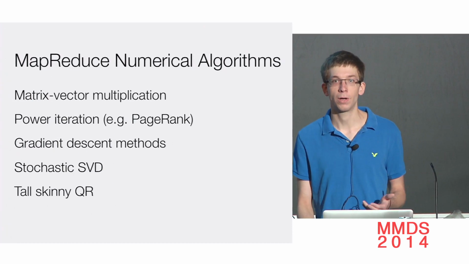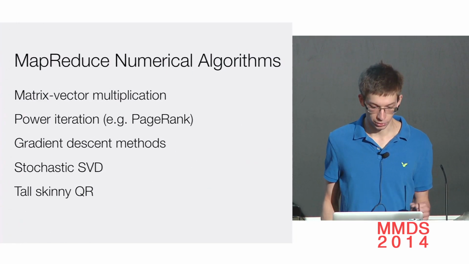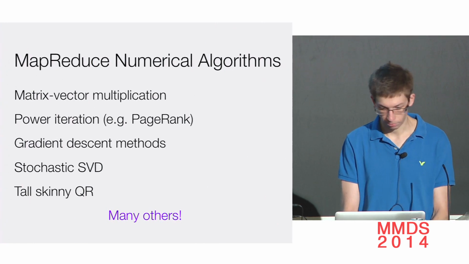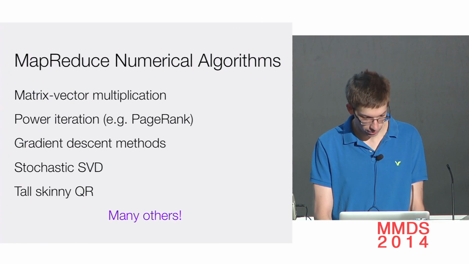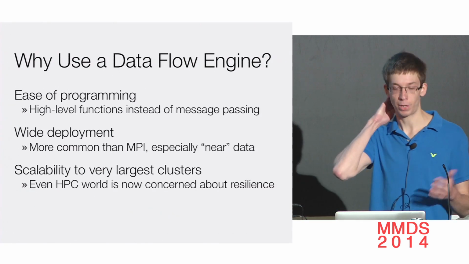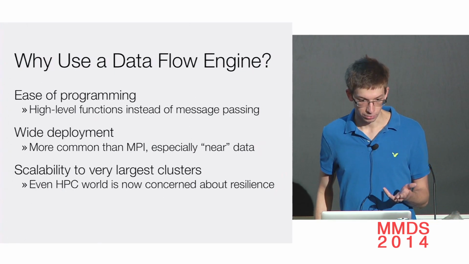Tall and skinny QR decomposition is another one that came out fairly recently that's designed for these commodity clusters. And many more of these exist. So people have started to do even this kind of work on MapReduce. So why do practitioners want to use a data flow engine? Why should we look at them as researchers?